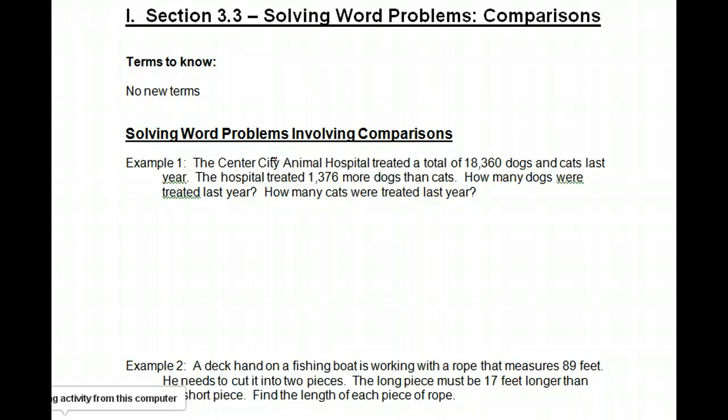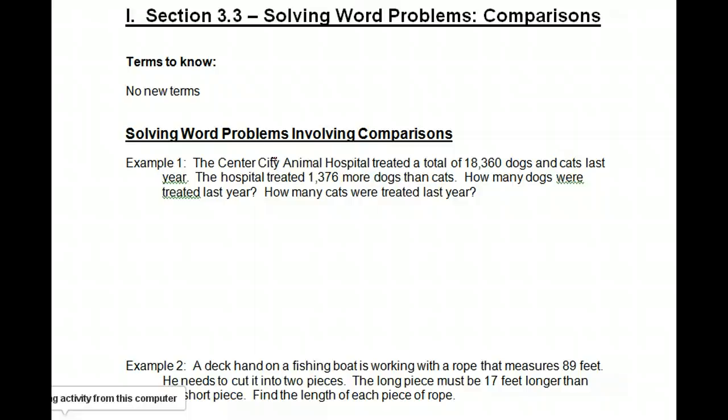The Center City Animal Hospital treated a total of 18,360 dogs and cats last year. The hospital treated 1,376 more dogs than cats. How many dogs were treated? How many cats were treated?